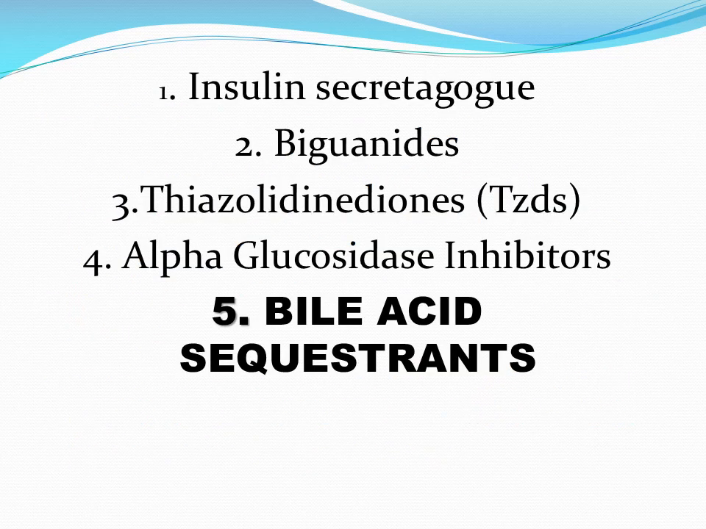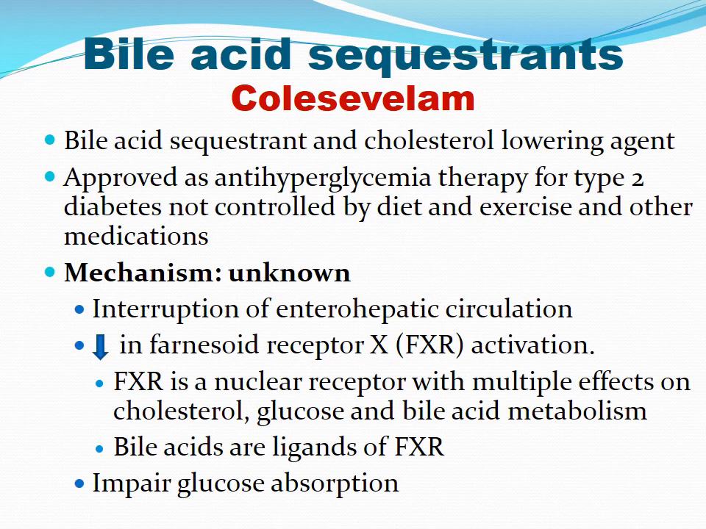The fifth group is bile acid sequestrants. One drug is present in this group, colesevelam, which is used first as a bile acid sequestrant and cholesterol-lowering agent. It is approved for treatment of type 2 diabetes not controlled by diet, exercise, and other medications.